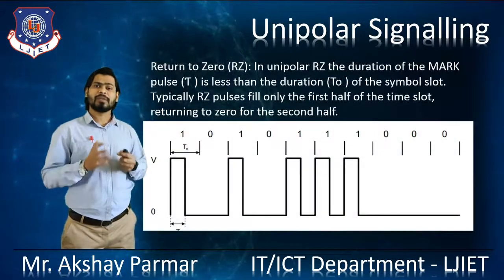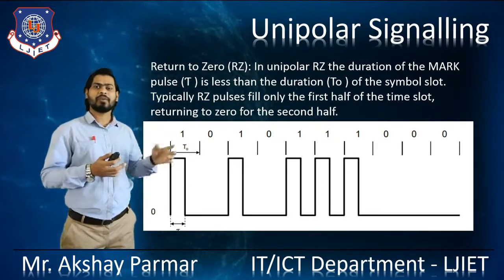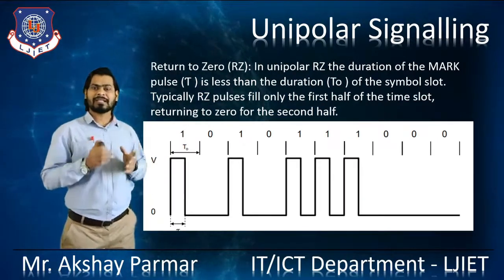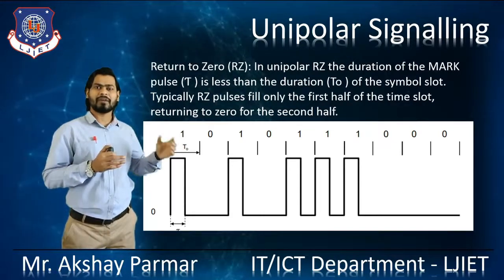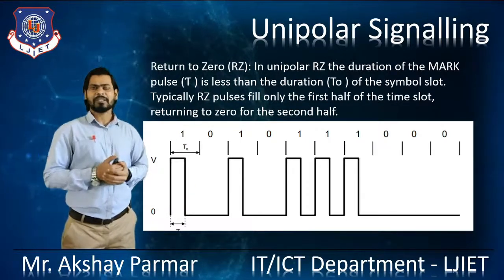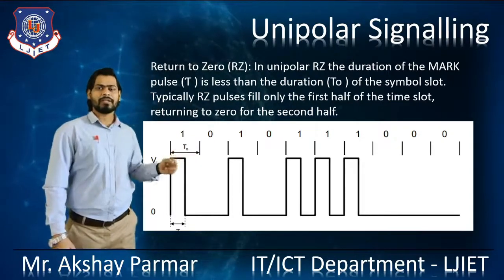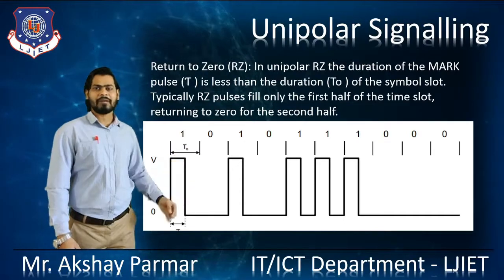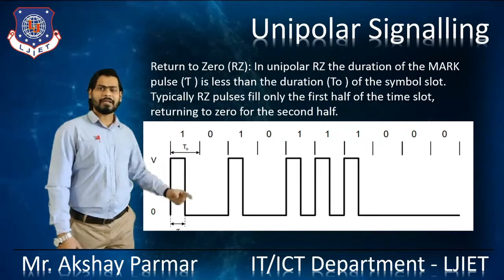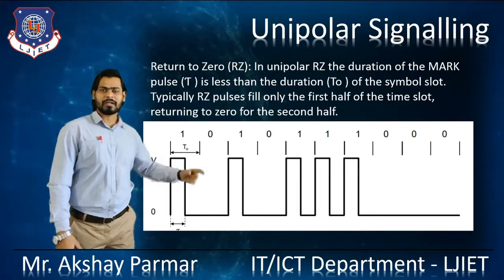Return to zero. In the unipolar return to zero, the duration of the mark pulse is less than the duration of that particular bit, that particular time slot. Typically the RZ pulse fills only the first half of the time slot, and the other part returns to zero in the second half. In this figure you can observe the actual time duration of one bit. To represent this one bit, we use only the half portion of this bit duration, and the other half portion is returned to zero.